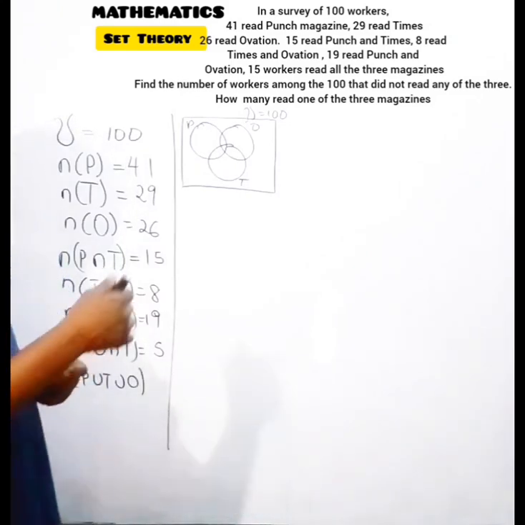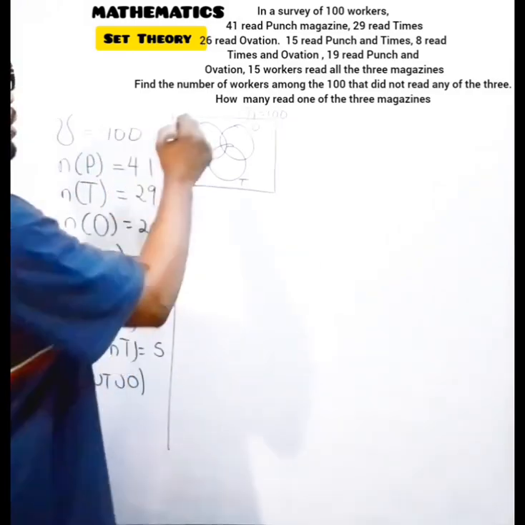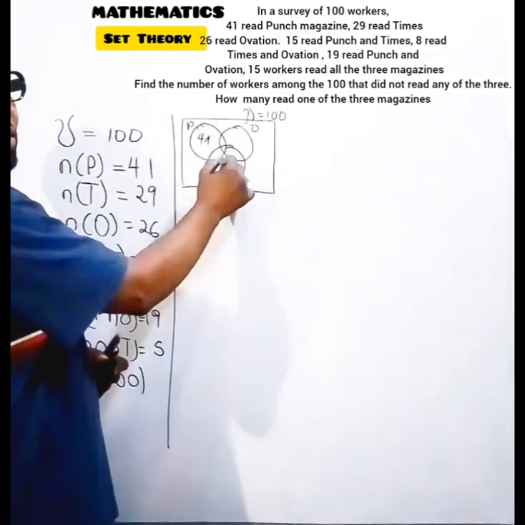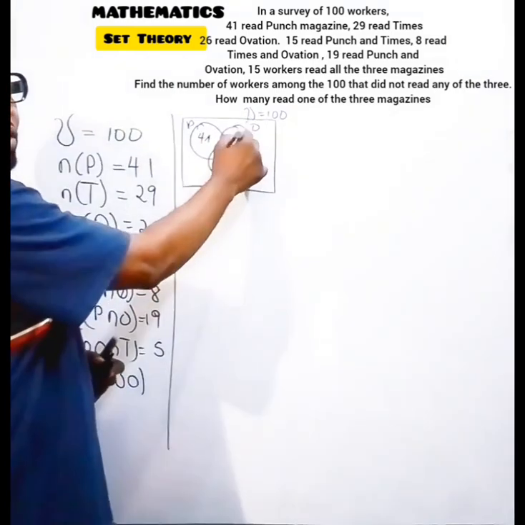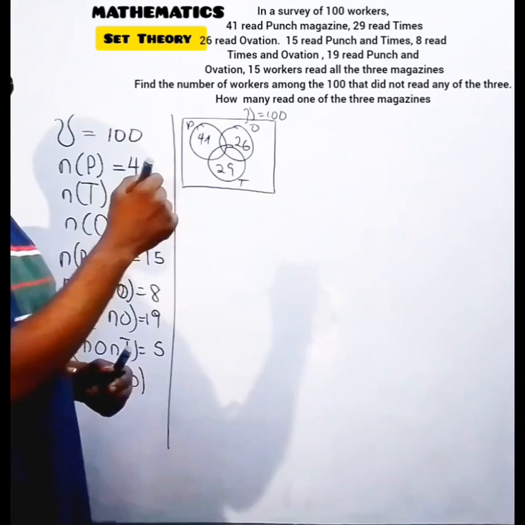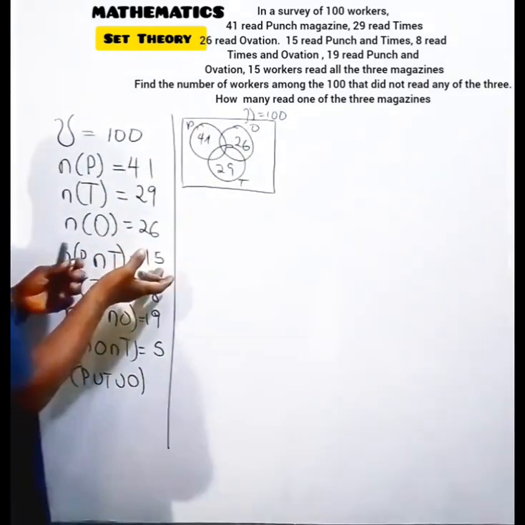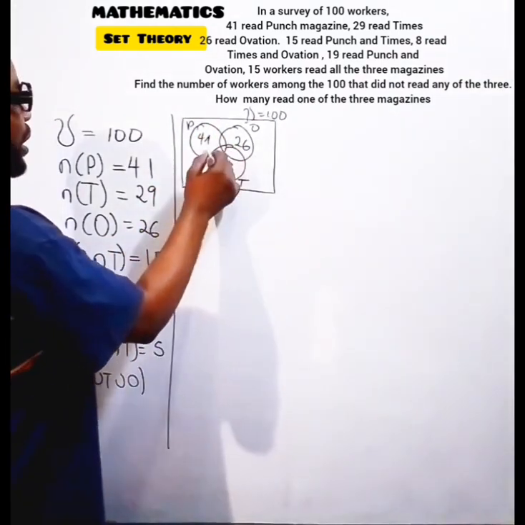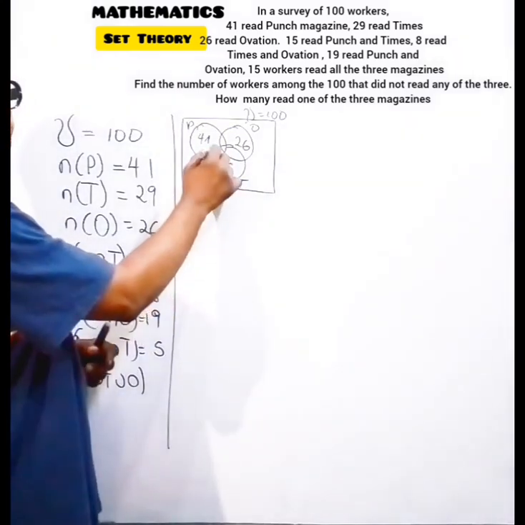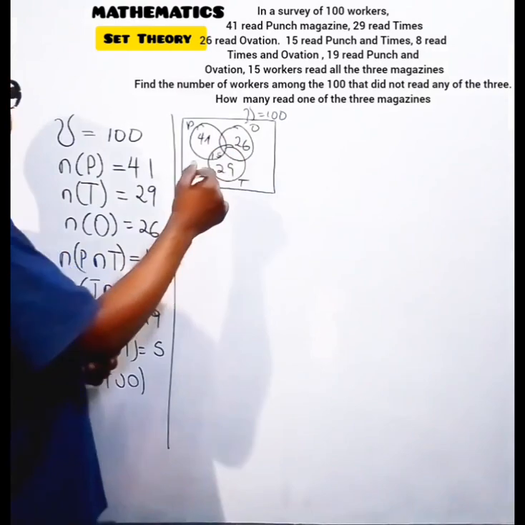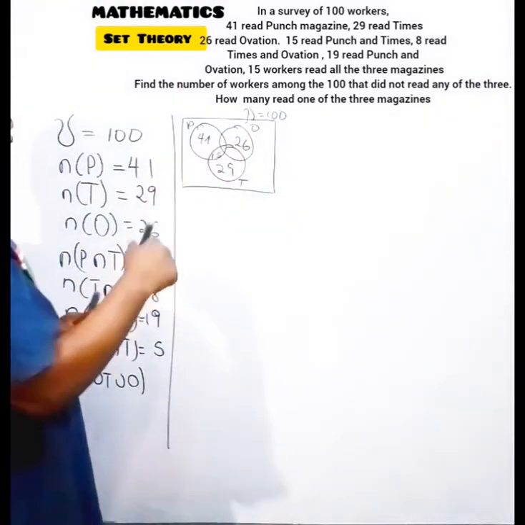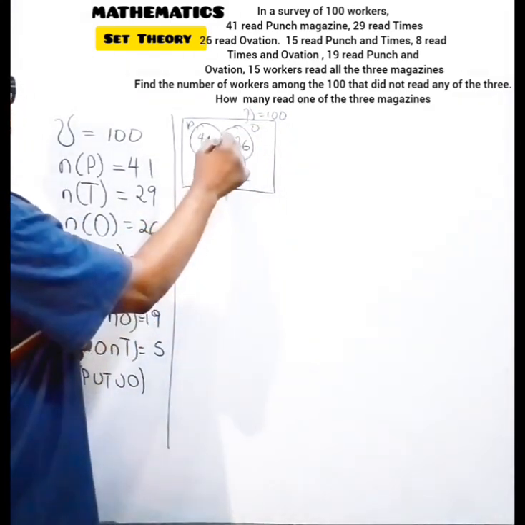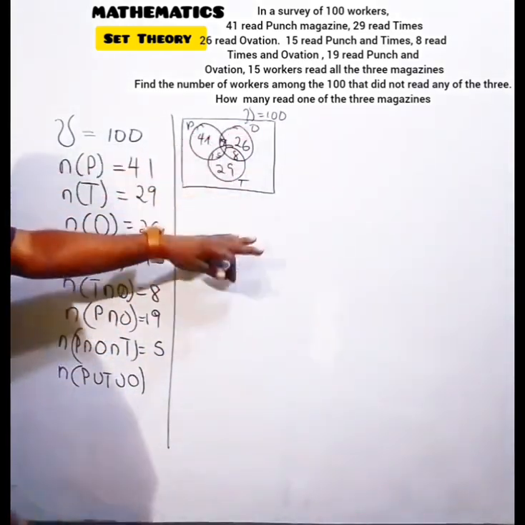Now, we have been given that the number of those that read Punch is 41. That of Times is 29, and this is 26, that's Ovation. Then for the Punch intersection Times, as given to us here, I do not want to rub this part out, Punch intersection Times, that's 15. Then Times intersection Ovation, that is this and this, that's 8. And this is 19.